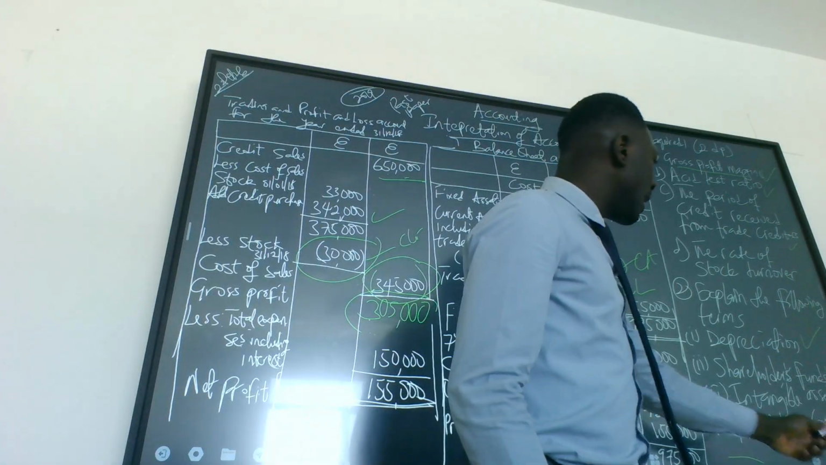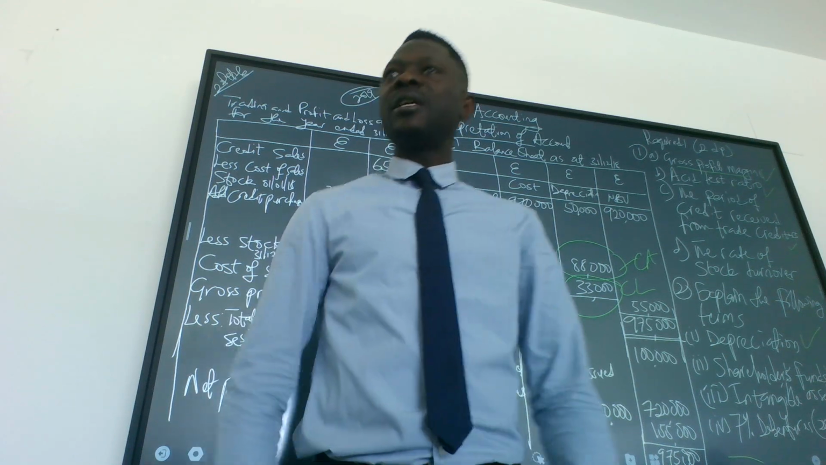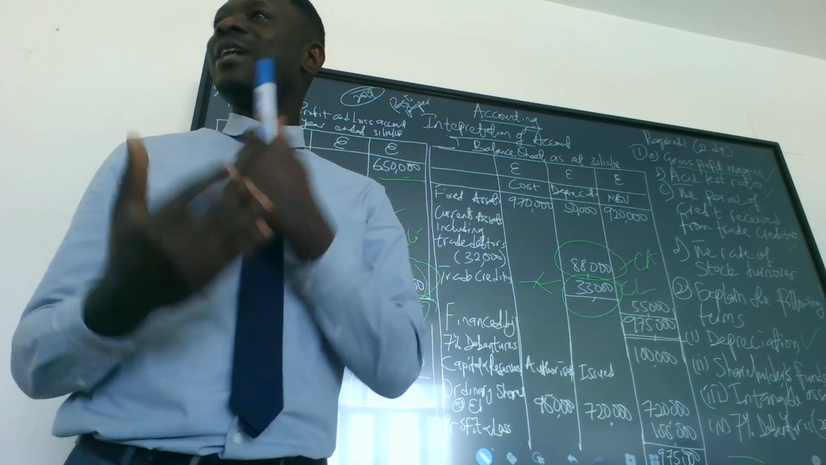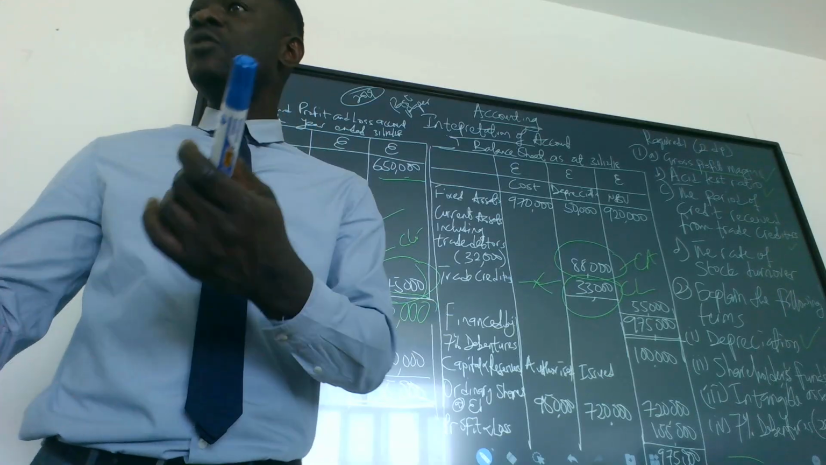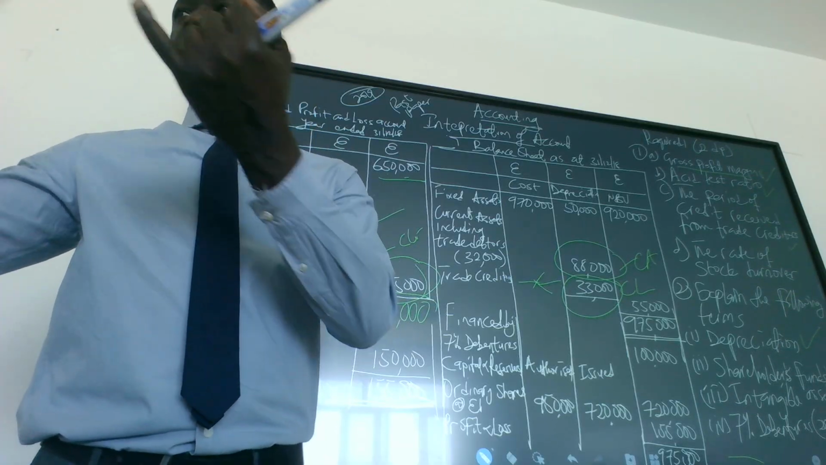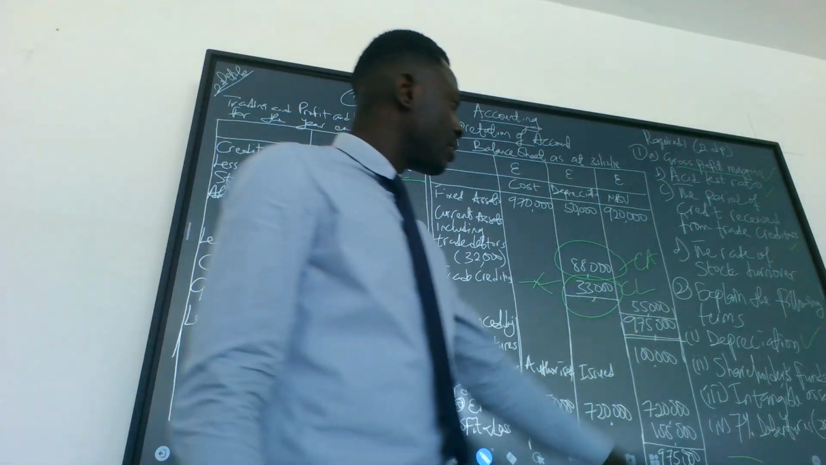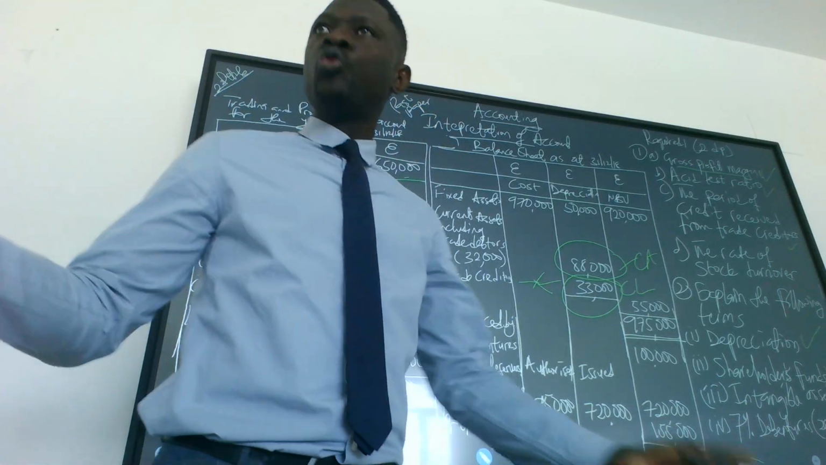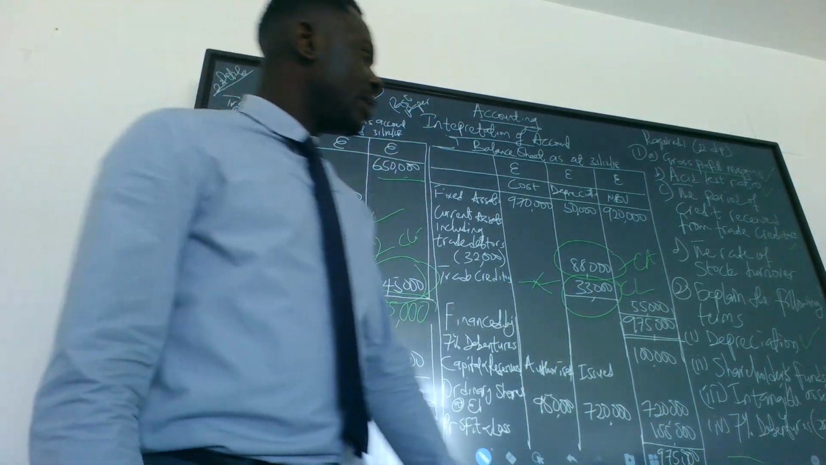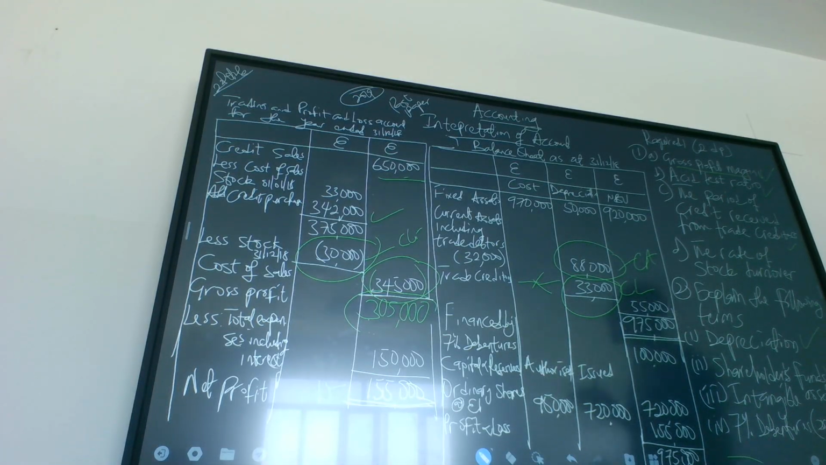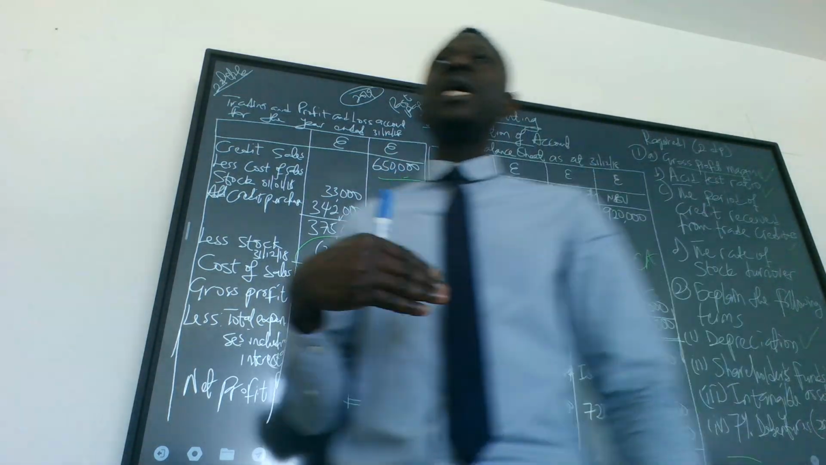The intangible assets. What are intangible assets? You need that definition. Intangible assets are those assets that have value but we cannot touch them. Goodwill, patents, these are intangible assets. Then 7% debenture 2023 to 2024. Debenture is a long-term loan and it has to be paid back.